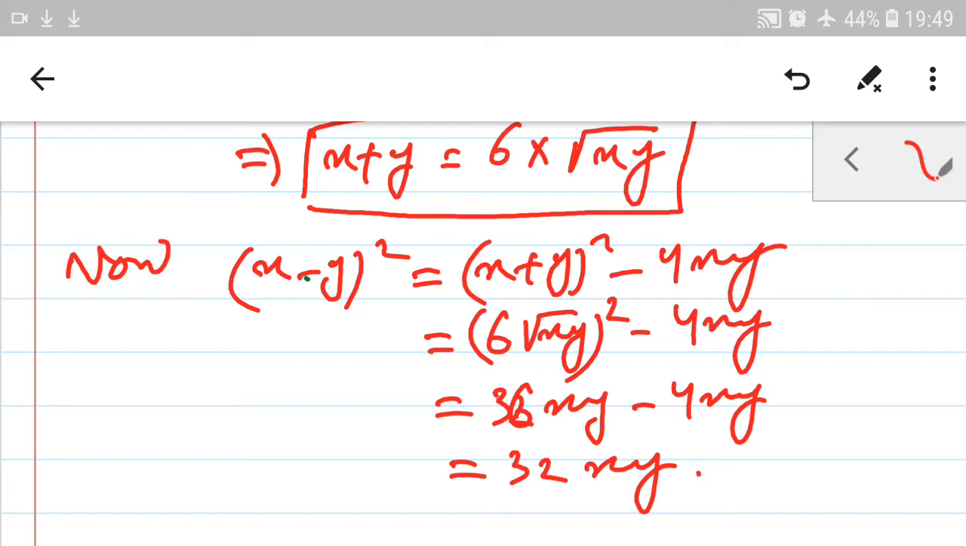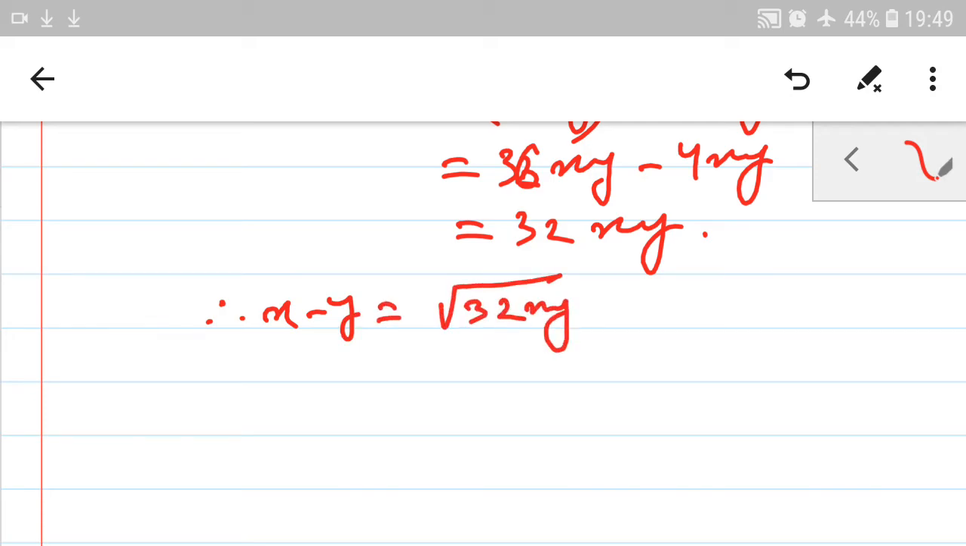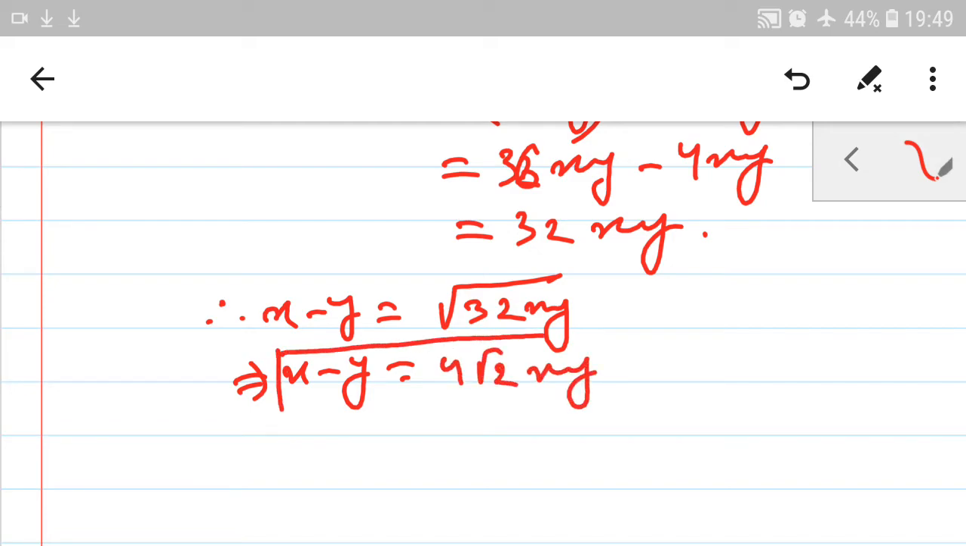Now if x minus y whole square is this, then I can write, therefore, x minus y will be equal to square root of 32xy, which implies x minus y is square root of 32, nothing but 4 root 2 into root xy. Now I have got two values, x plus y and x minus y.